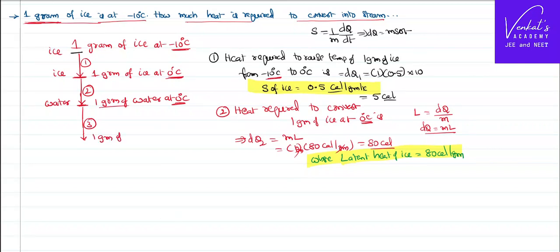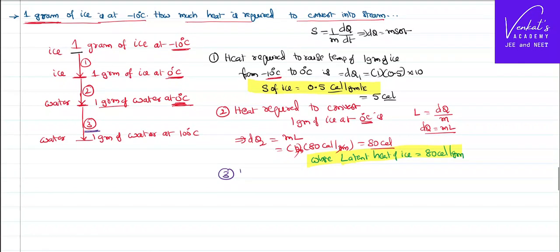1 gram of water, yet not at 0 degrees centigrade, but at 100 degrees centigrade. So here also it is still water, but its temperature is going to rise from 0 degrees centigrade to 100 degrees centigrade. So how much heat is required for that? Let's try to find out.